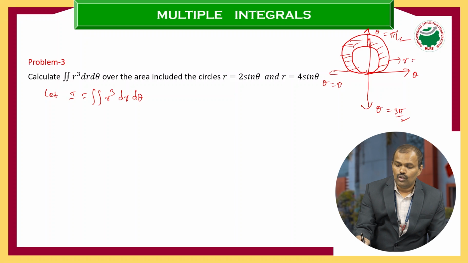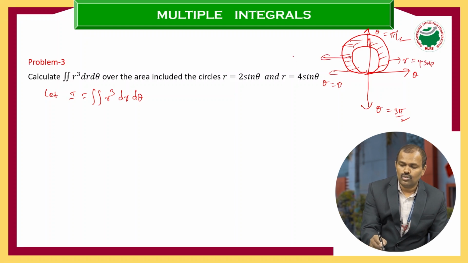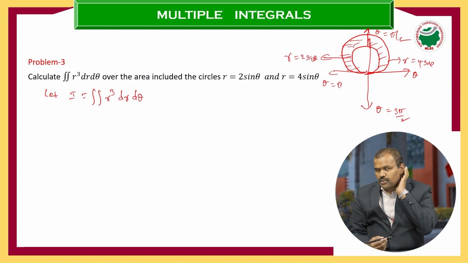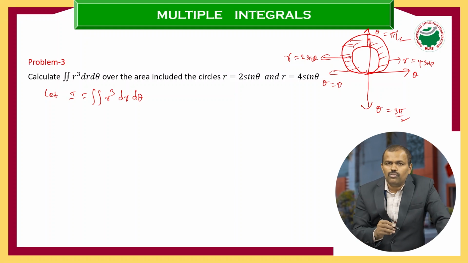R is equal to 4 sin theta and this represents R is equal to 2 sin theta. The inner circle represents R is equal to 2 sin theta. The upper circle represents R is equal to 4 sin theta. So in this region only we have to do.